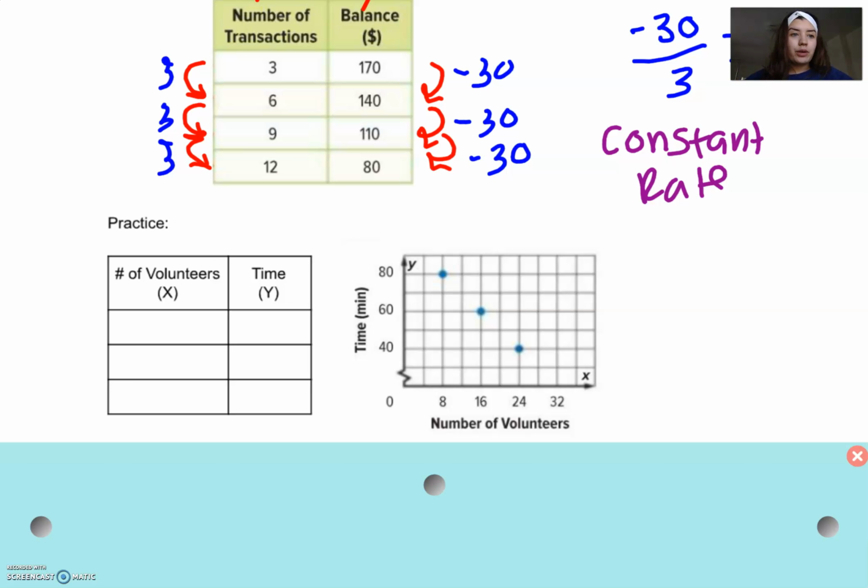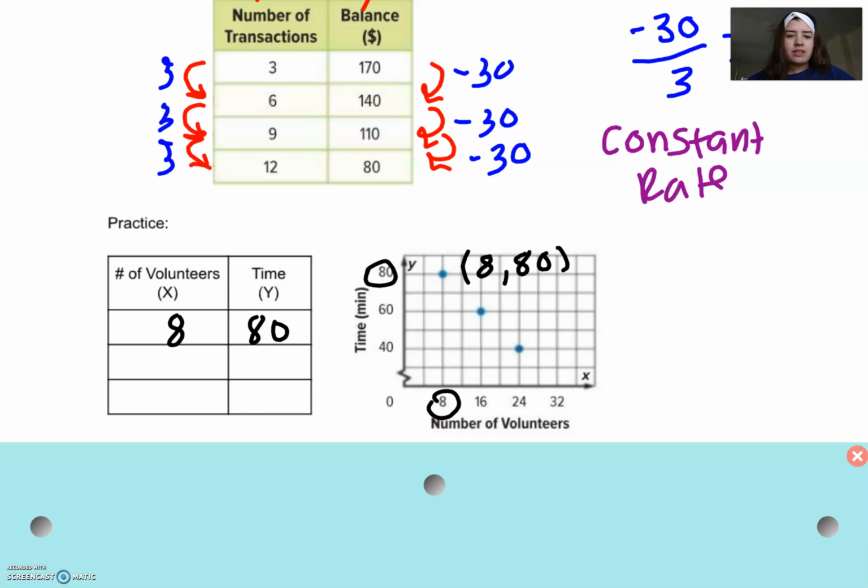Now, we are going to practice together. So here we have volunteers and time. Our graph has time. Number of volunteers also, so what we need to do is go to each of these points, and we're going to write its coordinates. So we have at 8 volunteers, we have 80 minutes. So we're going to write 8, 80, and write this over here in our table.